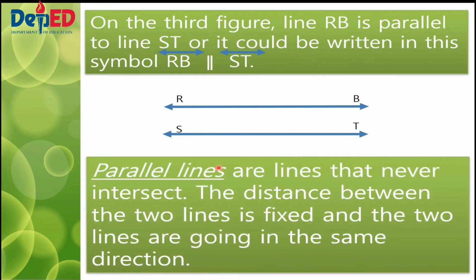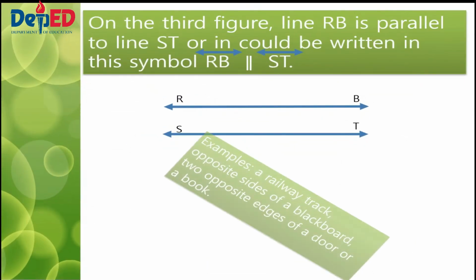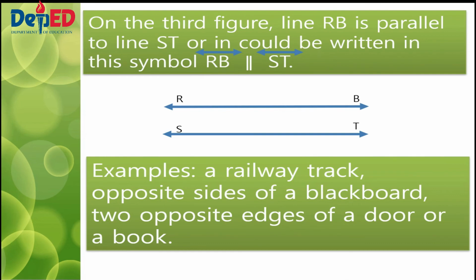On the third figure, line RB is parallel to line SE, or it could be written in this symbol. Line RB is parallel to line SE. Parallel lines are lines that never intersect. The distance between the two lines is fixed, and the two lines are going in the same direction. Examples of parallel lines are a railway track, opposite sides of a blackboard, two opposite edges of a door or a book.